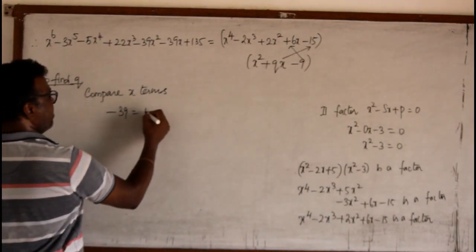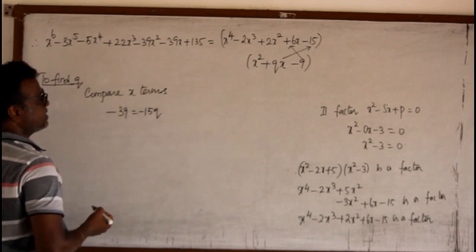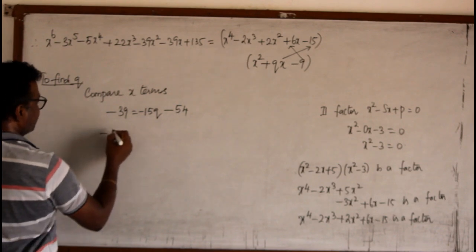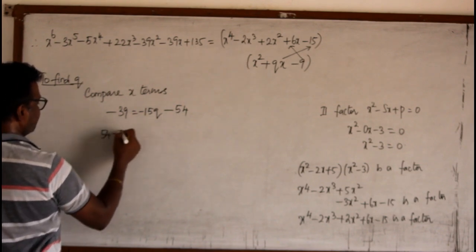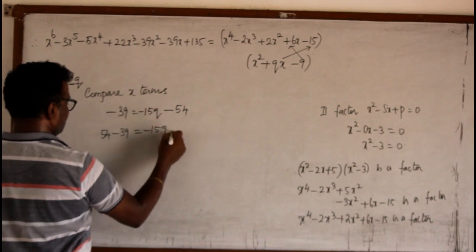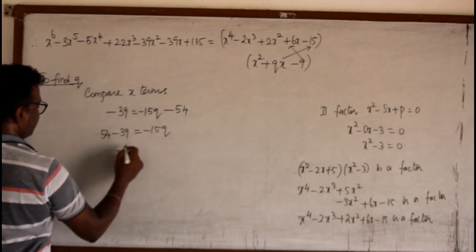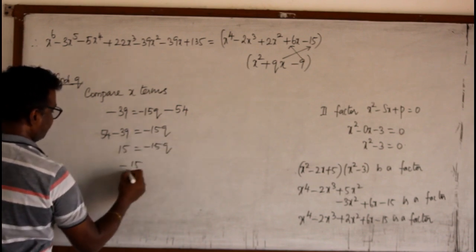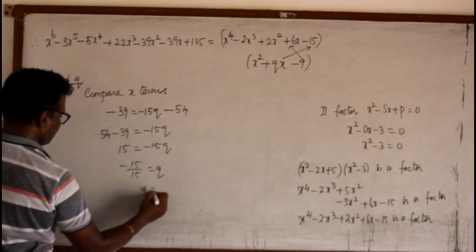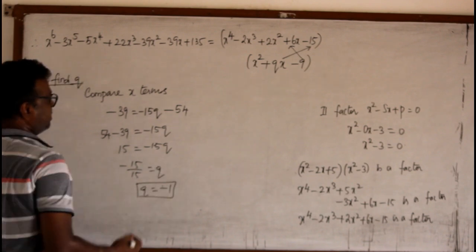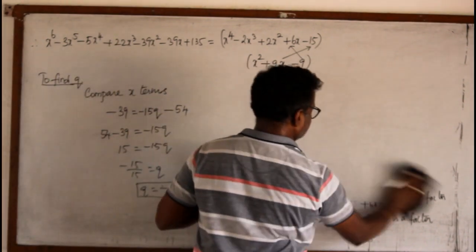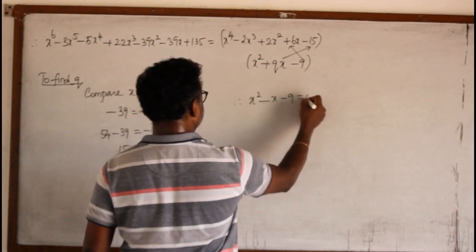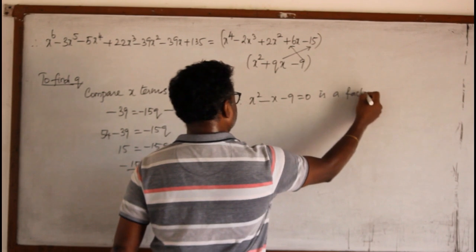That is minus 15q. This is one x term, and then minus 9 sixes are 54, so minus 54. If I take this 54 plus minus 15q equals minus 39, that is minus 54 plus 39, minus 15, equal to minus 15q. So minus 15 by 15 equal to q. So the q value is minus 1. That means the factor is x square minus x minus 9 equal to 0.